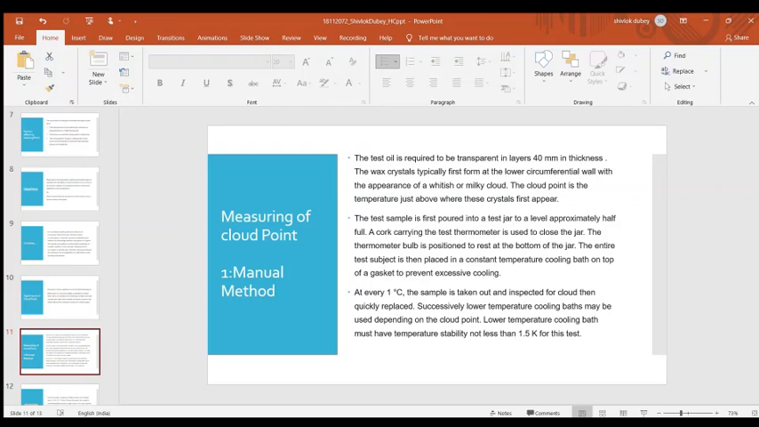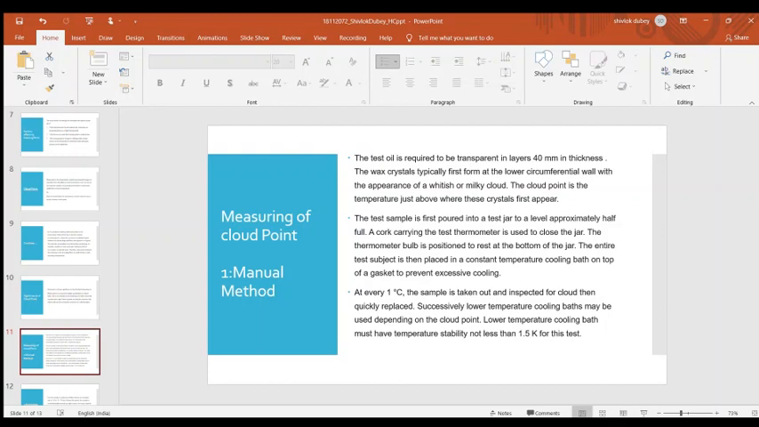The test sample is first poured into a test jar to a level approximately half full. A cork carrying the test thermometer is used to close the jar. The thermometer bulb is positioned to rest at the bottom of the jar. The entire test jar is then placed in a constant temperature cooling bath or on top of a gasket to prevent excessive cooling. At every 1 degree centigrade, the sample is taken out and inspected for cloud, then quickly replaced.